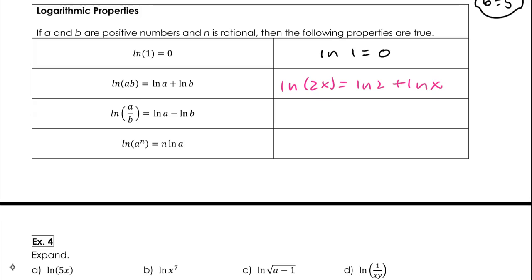The next one is super similar, but now we're just dividing. So instead of adding, we're going to subtract now. So if I give you the natural log of x over 2, that's going to be the natural log of x minus the natural log of 2.